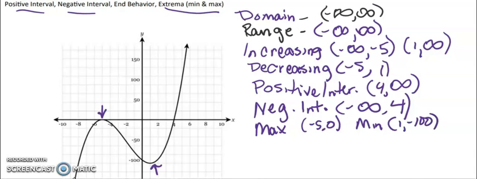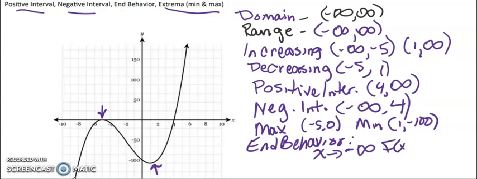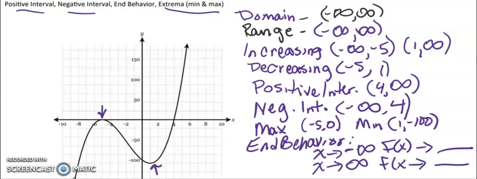All right. Now the last thing we're going to do is end behavior. Now when you're looking at end behavior, you want to actually look at the ends of your graph. They're going to start out with x approaches negative infinity, f of x is approaching what? You're going to have to fill in that blank. Then we're going to say x is approaching positive infinity, and f of x is approaching what? You're going to have to name that.